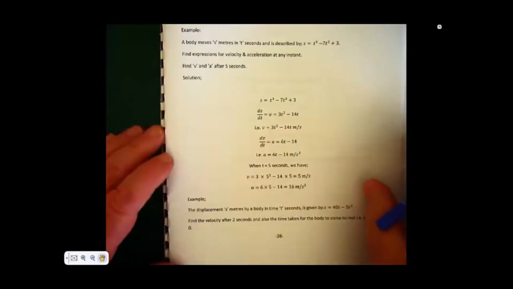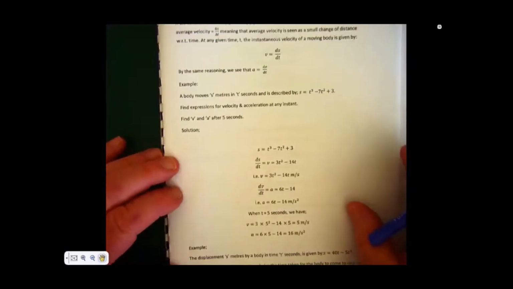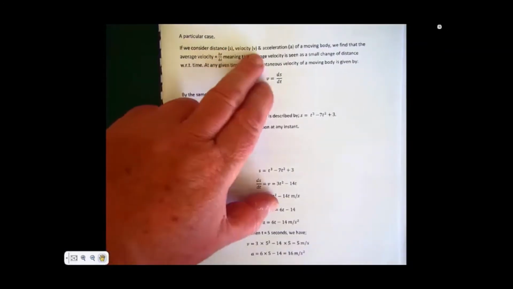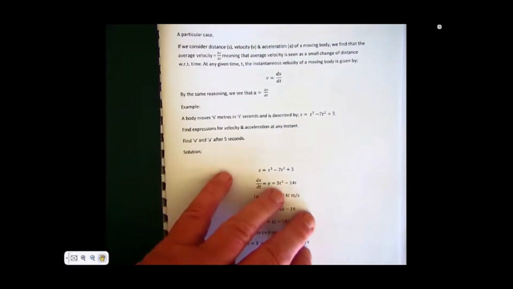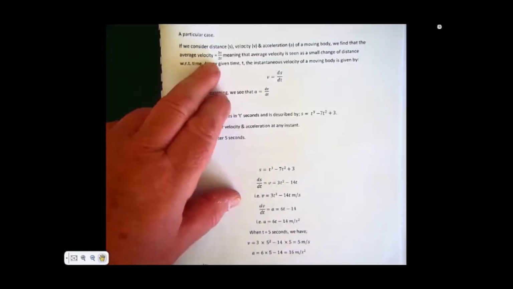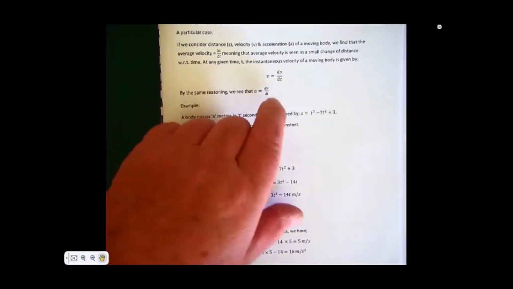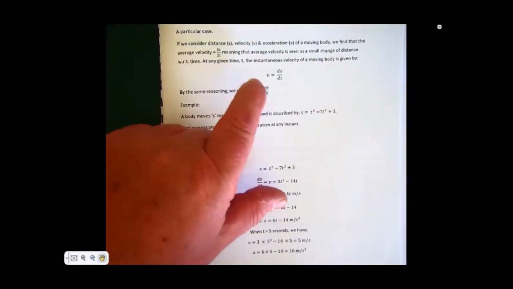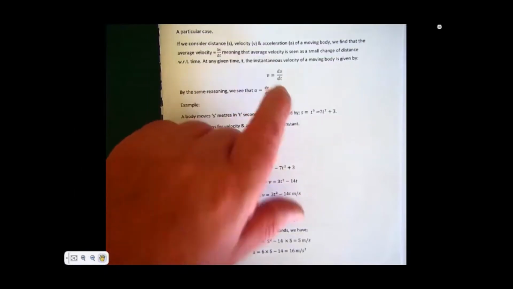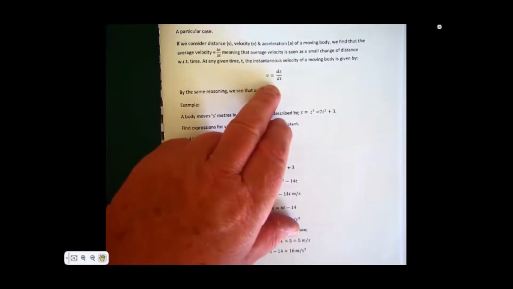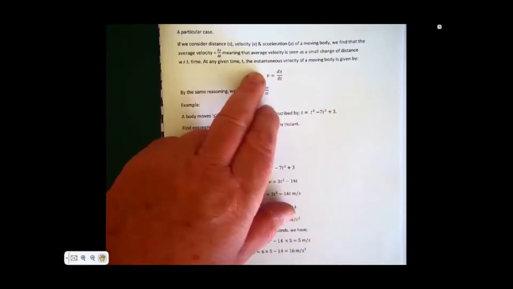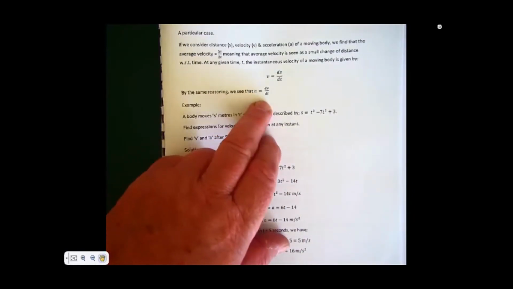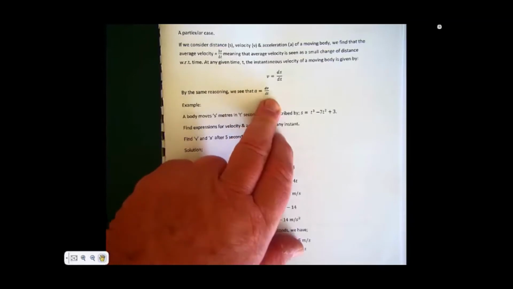Now on the next page we've got the particular case that I was mentioning earlier. If we consider distance, which is a symbol s, velocity v, and acceleration a of a moving body, then the average velocity is the change in distance over time. So the average velocity here is seen as a small change of distance with respect to time. So at any given time, the instantaneous velocity, the moment it's changing, can be written as v equals ds/dt. And by the same reasoning, if I go one step further, acceleration will be a change in velocity with respect to time.